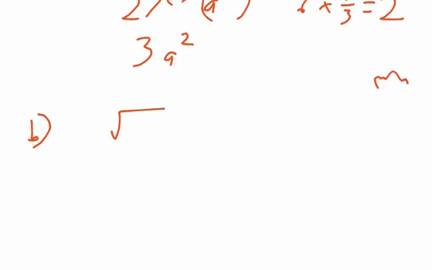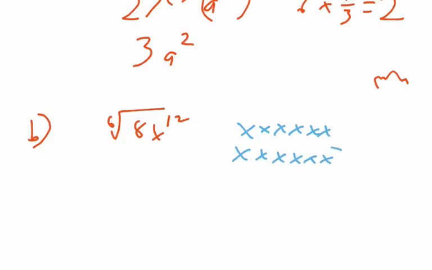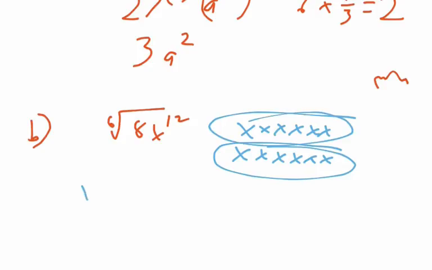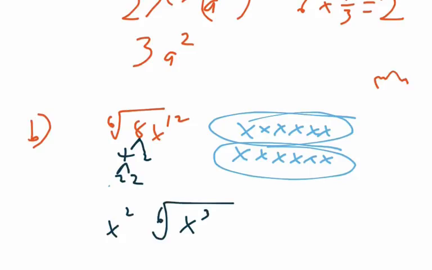For part B, we have the 6th root of 8x to the 12th. Now the easy part is the x's, because we have two groups of 6, which means we have x squared on the outside. Now when breaking down 8, we have 4 times 2 and 2 times 2, which means on the inside we have 2 to the 3rd.